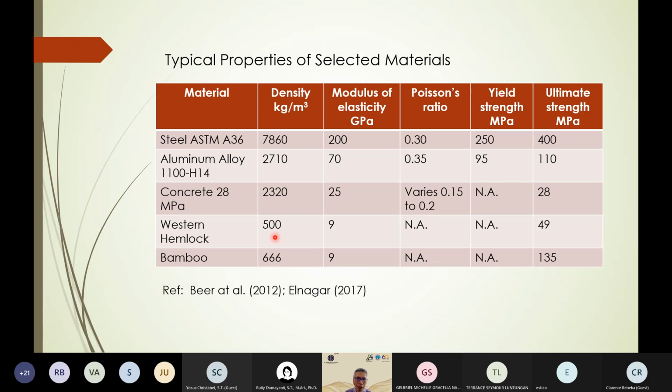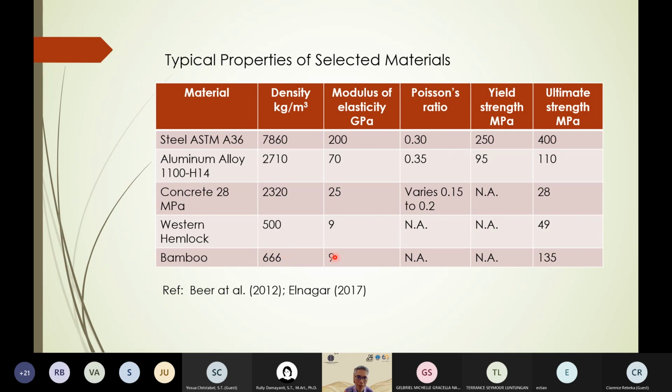These are the typical material properties. We can compare the density of, for example, steel, aluminum, concrete, western hemlock, which is the wood used in the Manhattan, and bamboo. Bamboo, of course, depends on the species. There are so many species of bamboo, as Ibu Esti talked about yesterday.